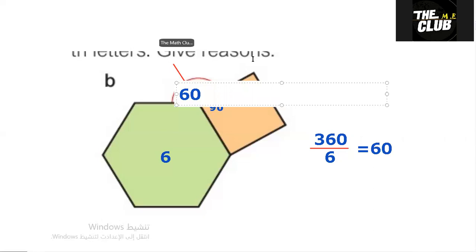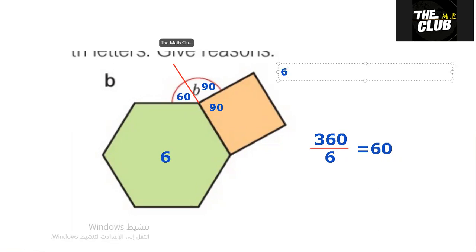Now I found the exterior angle of the hexagon, and I already know that the exterior angle of a square is 90. Now I just add these together to find angle B. So 60 plus 90 equals what? Very good. Equals 150. And this is angle B. And this is how you answer a question like B. Now let's move on to the other shape. Let me remove these.